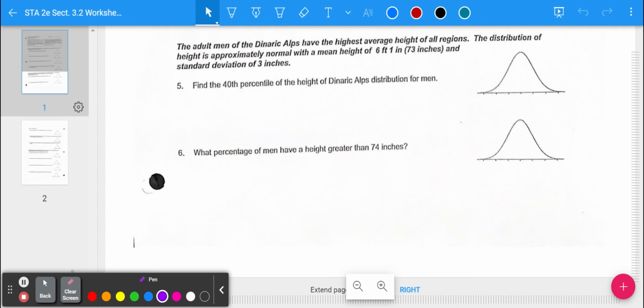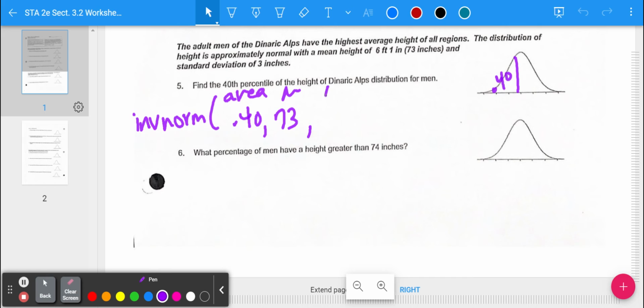So if I'm finding the 40th percentile, remember I'm going to use the area, and if I'm having the area, that means I'm running an inverse normal. Label our parts. The area is 0.40. My mean in this case, because we talk about our standard deviation in inches, we're going to do the same thing with our mean. So we're going to use 73 inches and a standard deviation of 3.